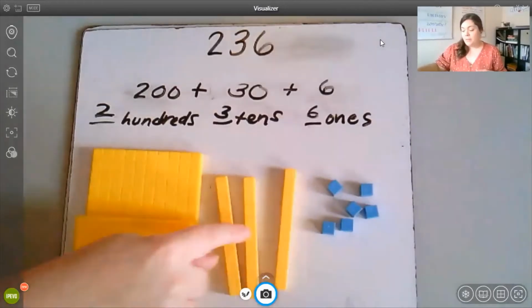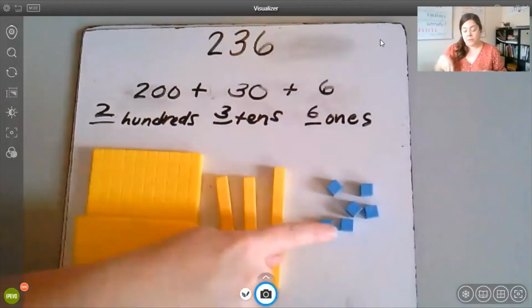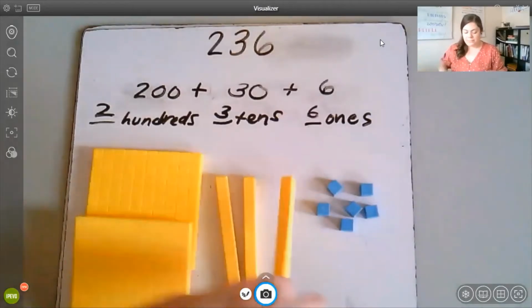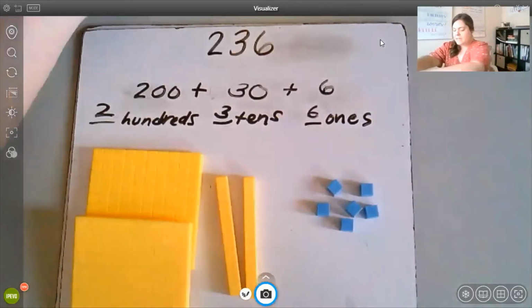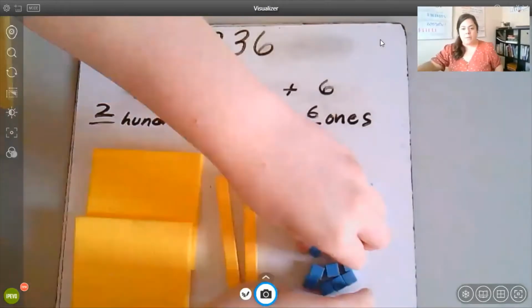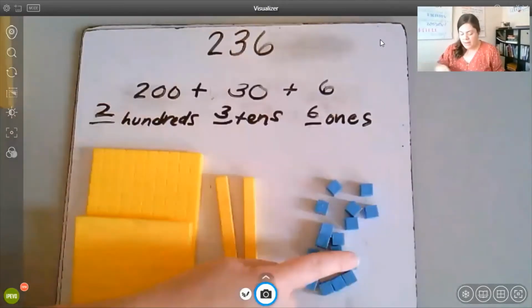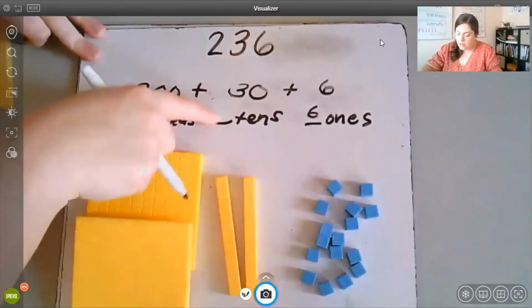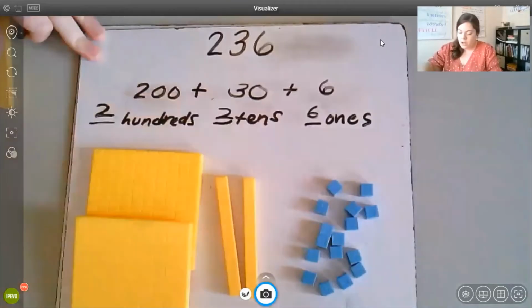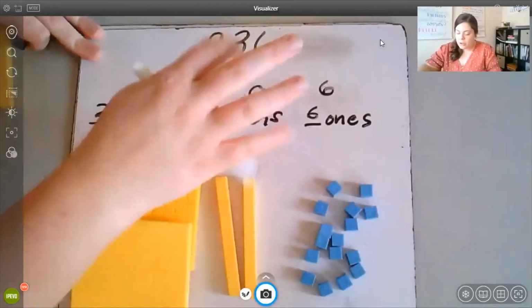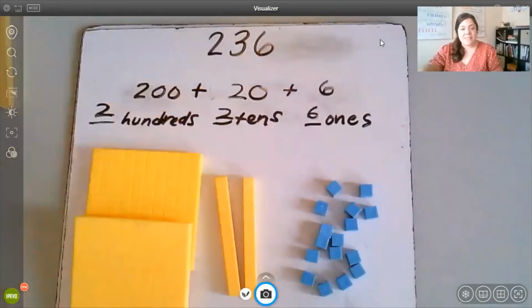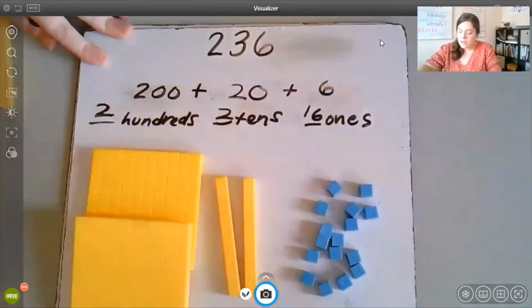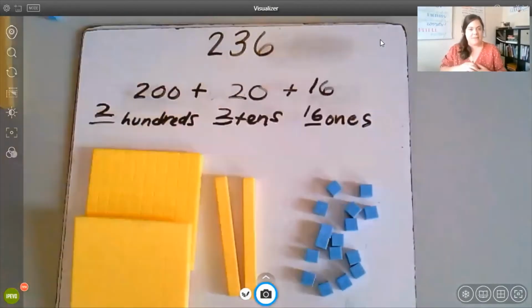I know that each of my rods is the same as 10 of these blue blocks. So I'm going to go ahead and remove one of my tens rods, and I'm going to replace it with 10 blue ones blocks. So now, instead of 3 tens, I have 2 tens, which is the same as 20. And instead of 6 ones, I now have 16 ones, which is the same as adding 16.